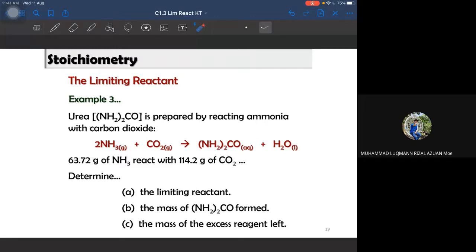Alright, so from the question, you are given the equation, and check its balance equation. So nitrogen balance, carbon balance, hydrogen and oxygen also balance. Okay, alright, so we want to find the limiting reactant. For the limiting reactant, we do it step by step like before. If we don't have the mole, we first convert the mass of the reactant into mole. So try to calculate the mole.